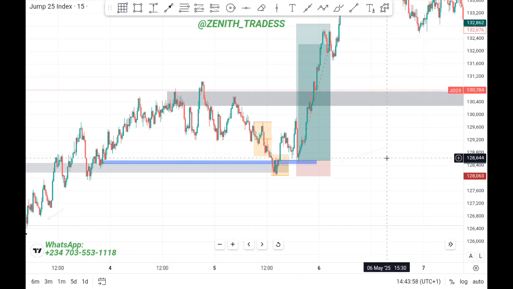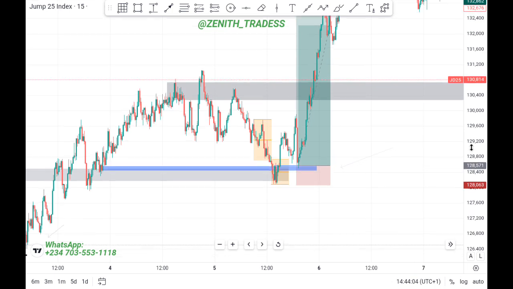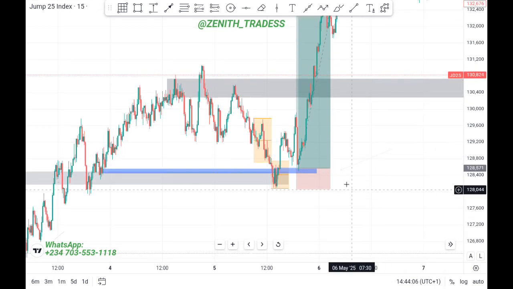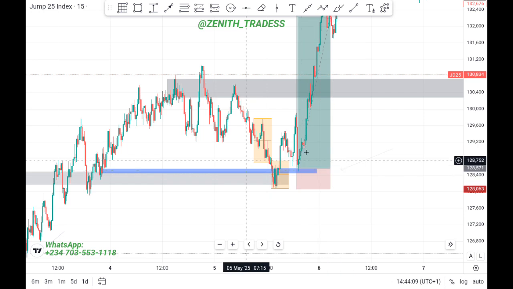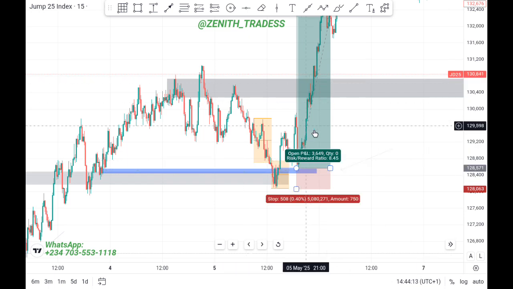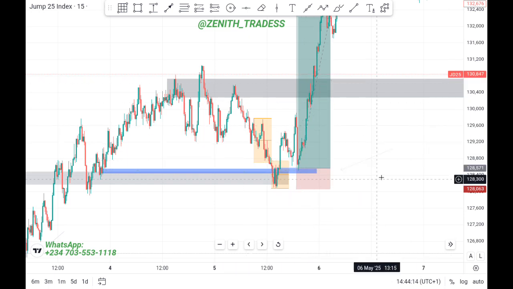Okay, fine. So you can see where CRT gave me entry is also the same place where the reclaim block suggested I should put my entry, and that's where price actually tapped before giving us this. How many RR? 1:8 RR.